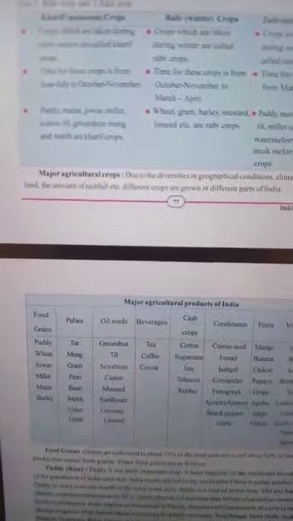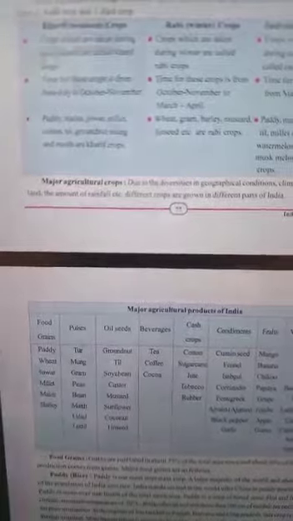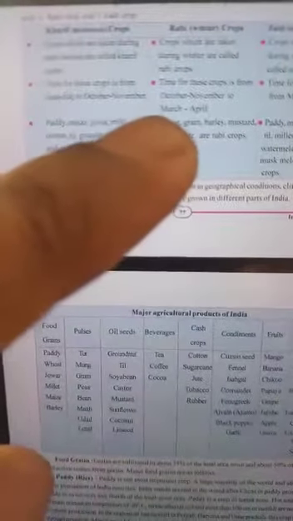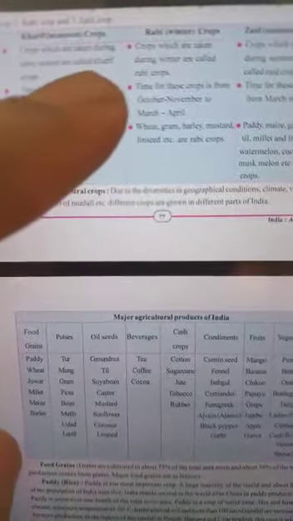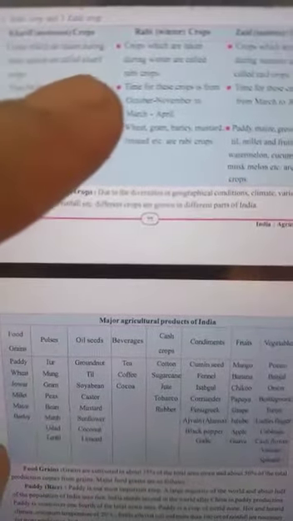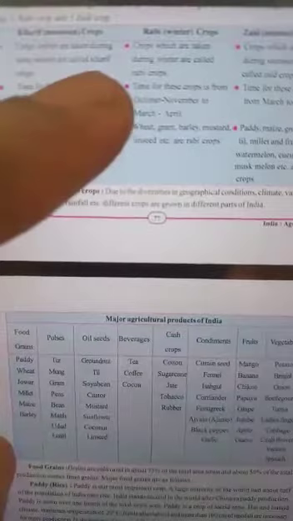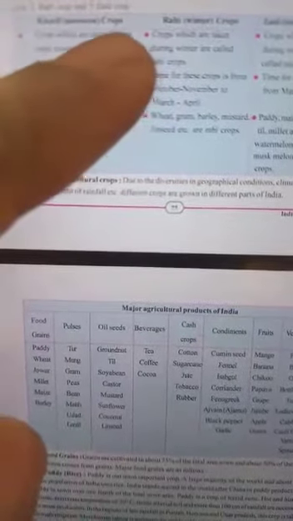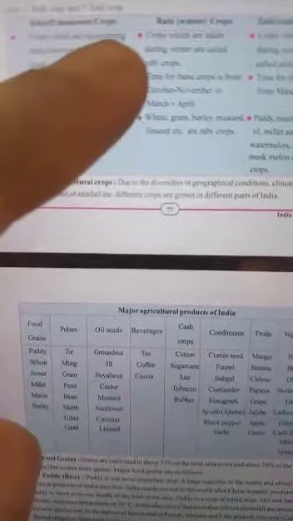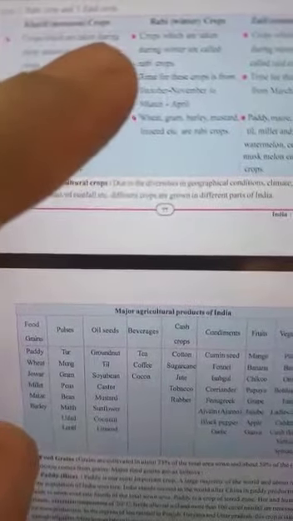So kharif crops are taken during the monsoon, and crops taken during the winter are called rabi crops, and zaid crops are crops grown during the summer. Okay, so these are the differences between the three: kharif crops on the monsoon, rabi crops on winter, and zaid crops on summer.